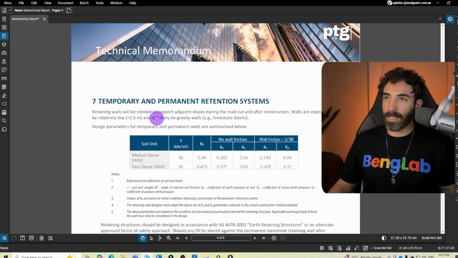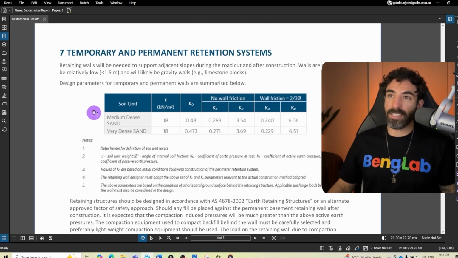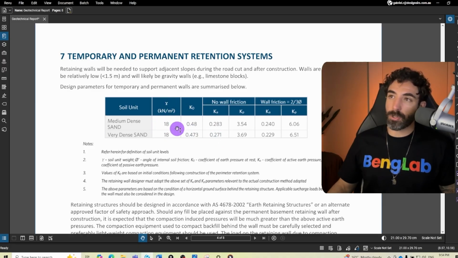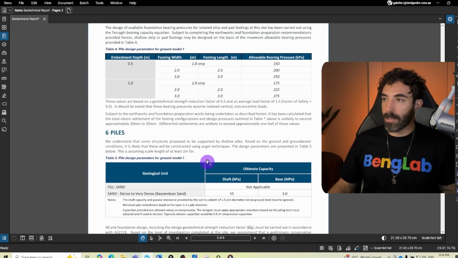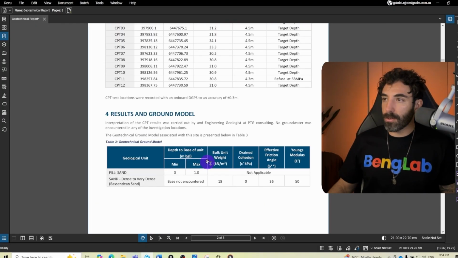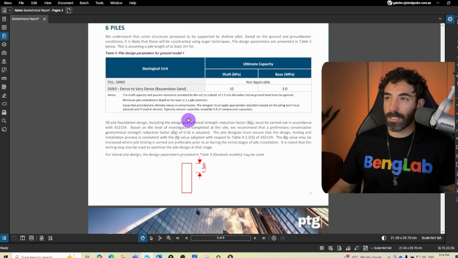All right, so next is the retaining wall design parameters. So basically you would use these values to design your retaining walls. That is your unit weight of the soil. You've got all your K values. The angle of internal friction was given in the previous table. So that's the angle of internal friction that you use for the retaining walls, 36 degrees.